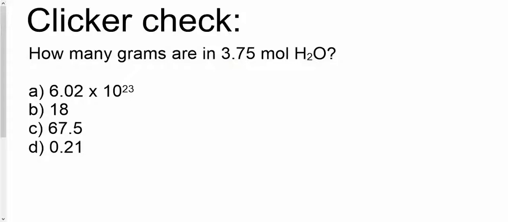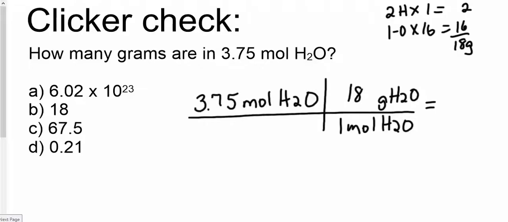Now your turn. Try this sample problem. How many grams are there in 3.75 moles of H2O? Hit pause and try this problem. And then I'll work it out for you. And if you picked C, then you were correct.